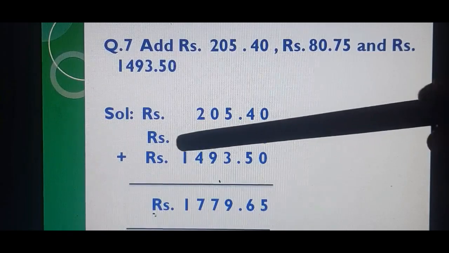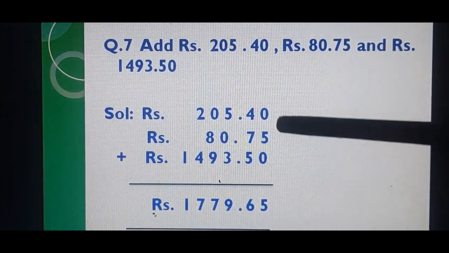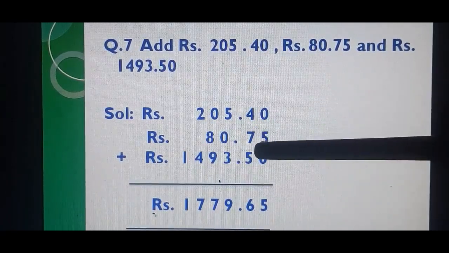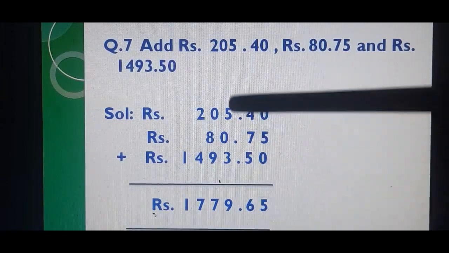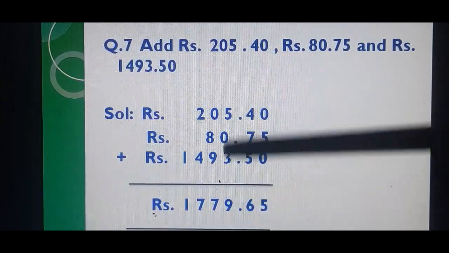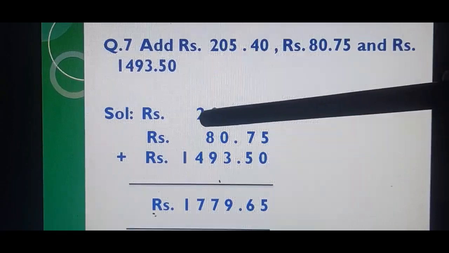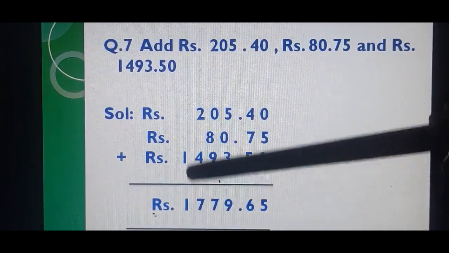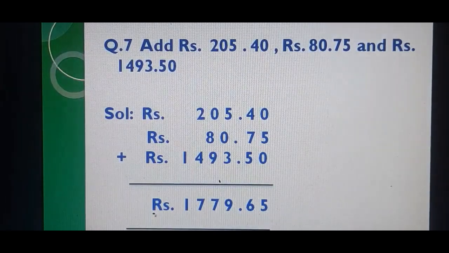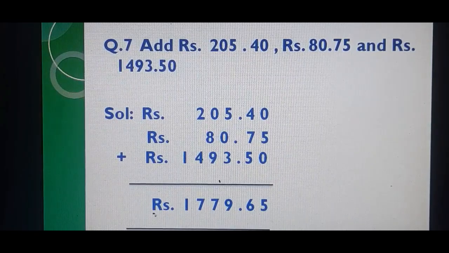And then 1493 decimal 50. Then you will do the addition: 0 plus 5 plus 0 will give 5. 4 plus 7, 11. 11 plus 5, 16. 6, 1 carry. 5 plus 3, 8. 8 plus 1, 9. 8 plus 9, 17. 7, 1 carry. 2 plus 4, 6. 6 plus 1, 7. 1 plus 0 will become 1 only. So our answer is rupees 1779 decimal 65.